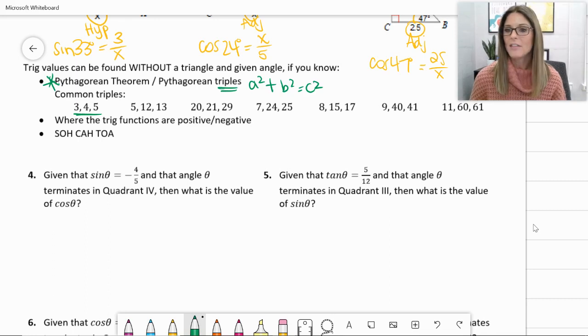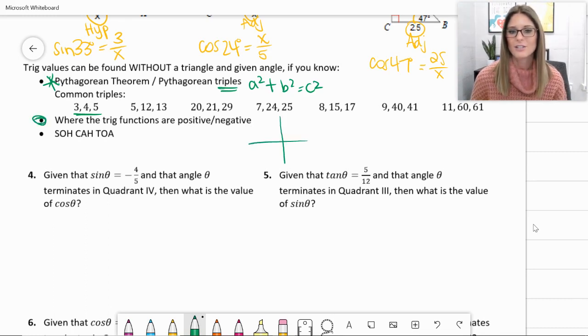I've also got several others here listed for you. Now, Delta Math uses Pythagorean triples very often. 5, 12, 13, 20, 21, 29, 7, 24, 25, and so on and so forth. So you can use that as your reference sheet of common Pythagorean triples. There are more out there in the world, but these are the most common that, like I said, Delta Math will use.